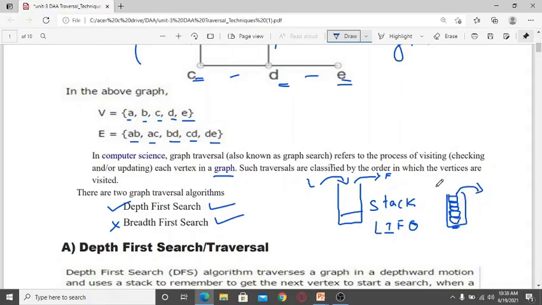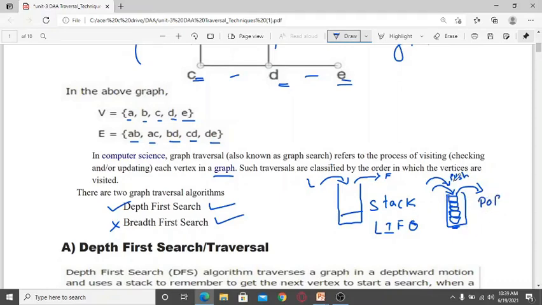So, what does it mean? Whatever item you insert, whatever book you keep on the top, the last one, that we will remove first. So, last in, first out. Whenever you are adding here, that is called push. And whenever you are taking out from the stack, that is pop.